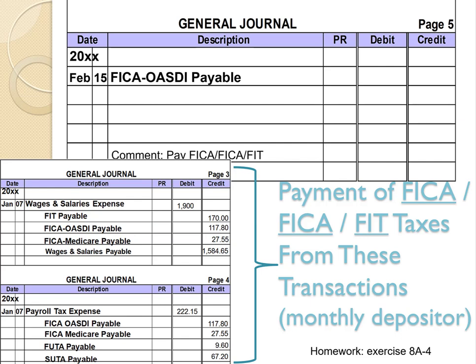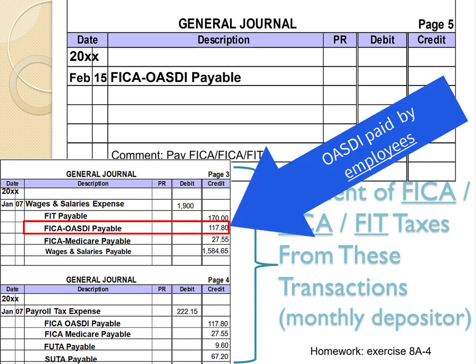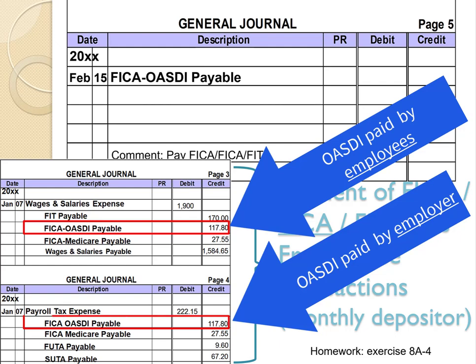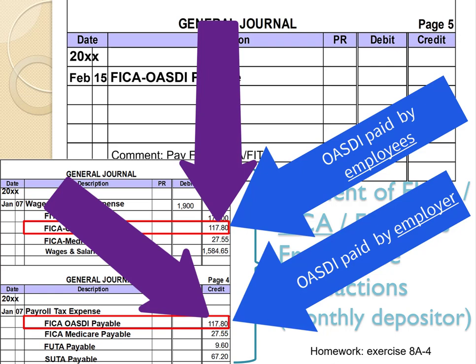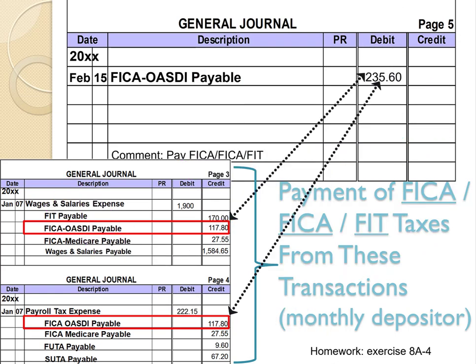Now remember, the reason I say FICA FIT is only to remind students that FICA is paid for the employee and FICA is also paid by the employer. This is the part that students a lot of times forget, and they just assume that the OASDI amount is 117.8. But you have to pay the 117.8 for the employee and the 117.8 for the employer. So we double that amount, and the amount being debited is 235.6.